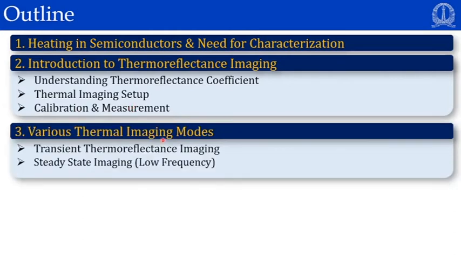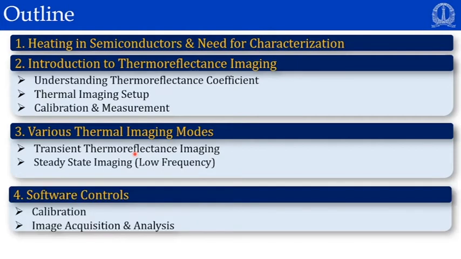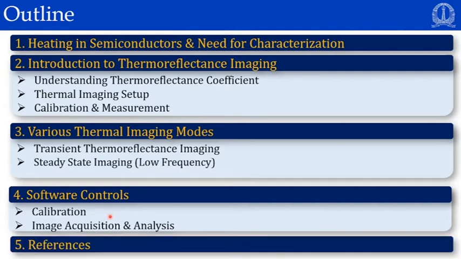The thermal imaging tool has two modes of operation. One is transient thermo-reflectance imaging and the second one is steady state imaging. In this talk we'll talk about various concepts associated with these two measurement modes. Finally, we'll talk about the software control part of this tool, which involves how to calibrate using the software, and we'll talk about image acquisition and analysis processes, software processes in detail. Finally, I'll highlight some references which one can refer to for a detailed study of this tool.